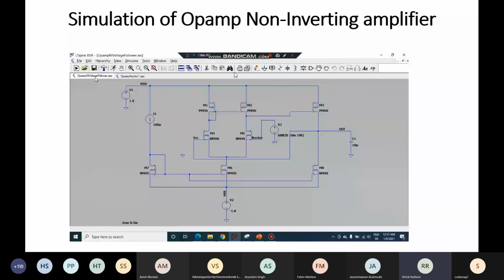Now we'll be seeing two special cases. The first one is a voltage follower configuration. In this case, the output terminal is simply shorted to the inverting terminal, and the input is applied at the non-inverting terminal. So for such a configuration, we must be getting output exactly as the replica of input. So let us see.